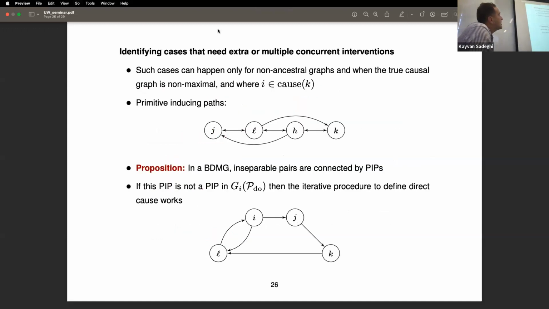Okay, I think I'll skip that, but basically what I'm saying is there are certain cases when the graph is non-ancestral and non-maximal, meaning there are missing edges that have no separation for them. For these cases, which are called primitive inducing paths, if you're familiar with the graphical model literature, only doing single interventions might misidentify some direct causes. There are different types of these primitive inducing paths. For some types, our iterative procedure works. That's why we have this iterative procedure.